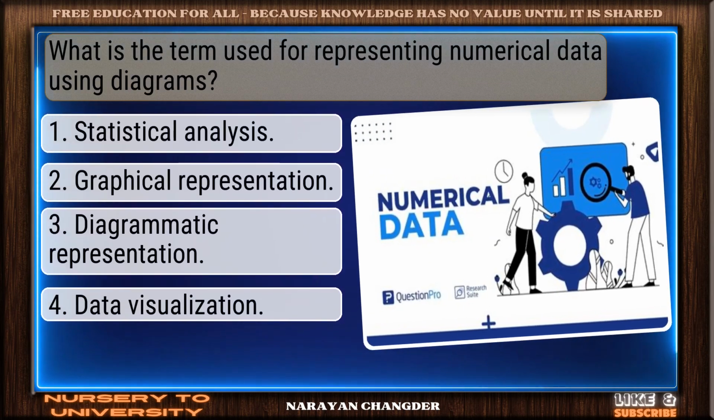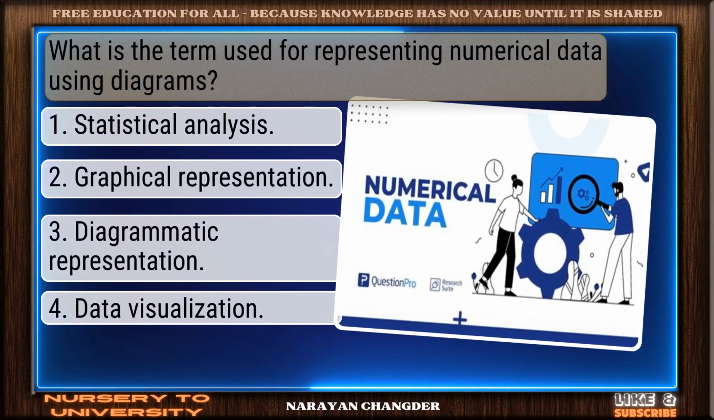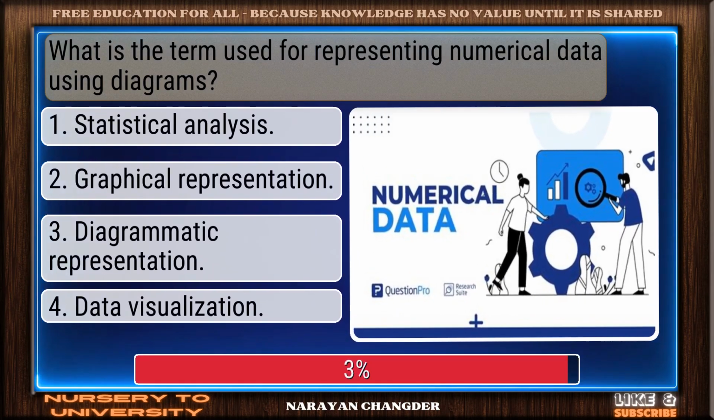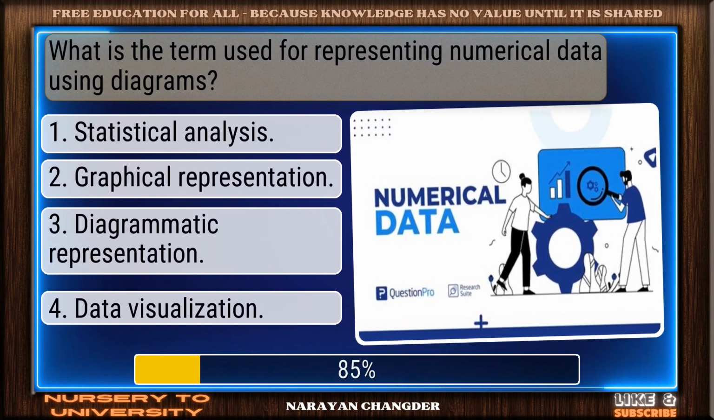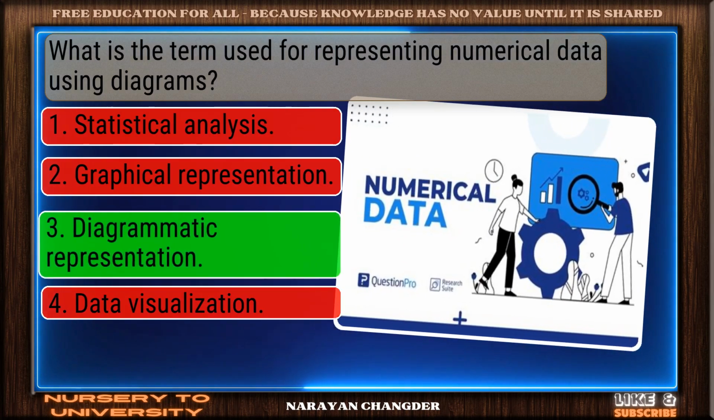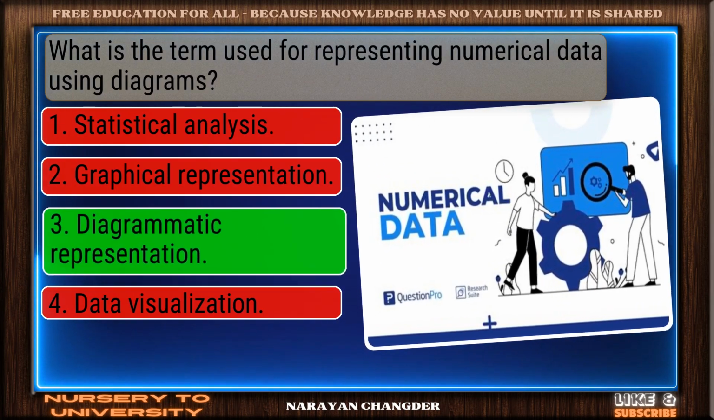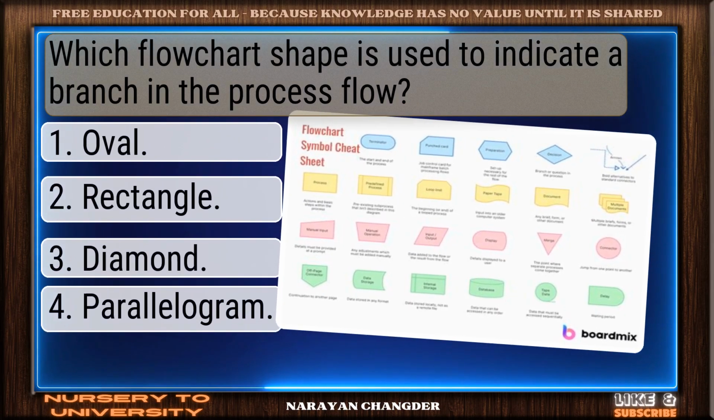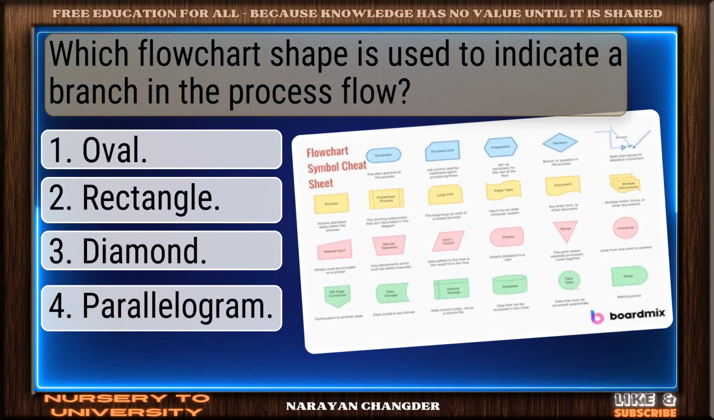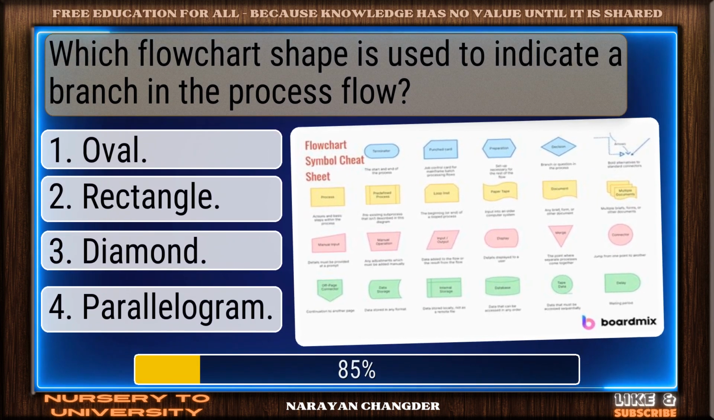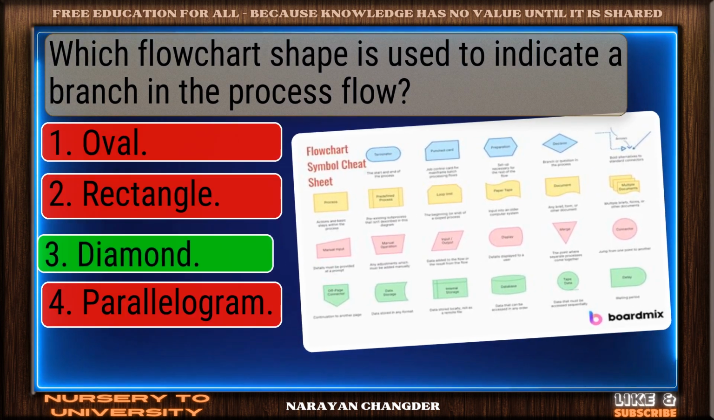What is the term used for representing numerical data using diagrams? Smart pick. Diagrammatic representation is correct. Which flowchart shape is used to indicate a branch in the process flow? Excellent. Diamond is well reasoned.